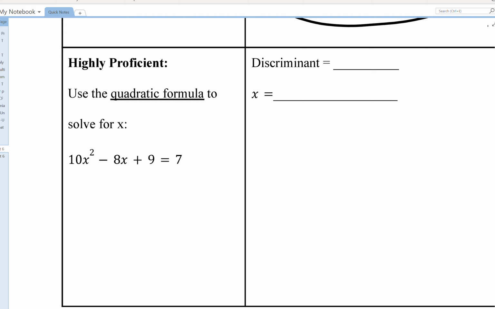Hi, welcome. This is a video on using the standard form of a quadratic equation to graph, and this particular section is on using the quadratic formula to solve for x. This is a highly proficient question. Just as a reminder, the quadratic formula is x equals negative b plus or minus the square root of b squared minus 4ac all over 2a.